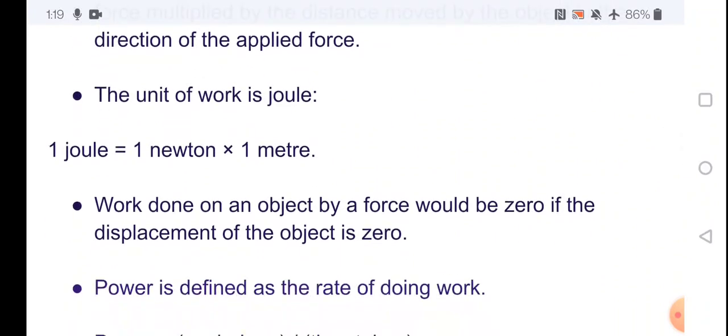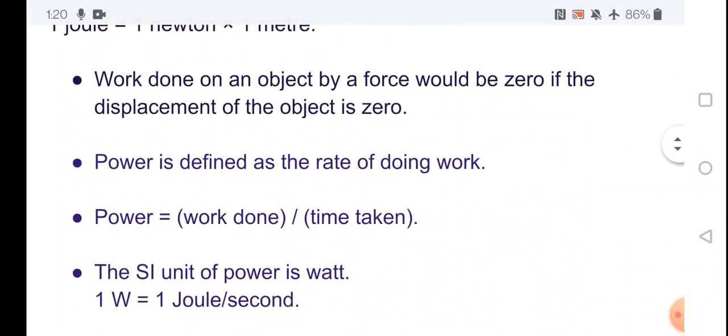Work done on an object by a force would be 0 if the displacement of the object is 0. If even after applying force the object does not change its position, it means the work done is 0. So work done depends upon the displacement of an object. If the object does not change its position, we say that work is not done.